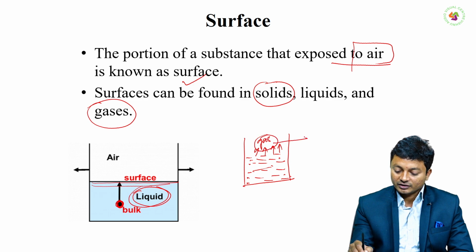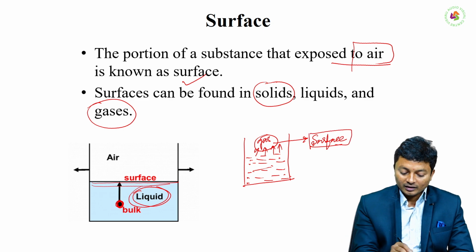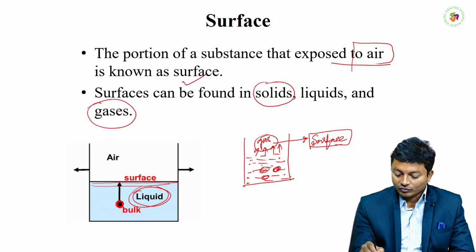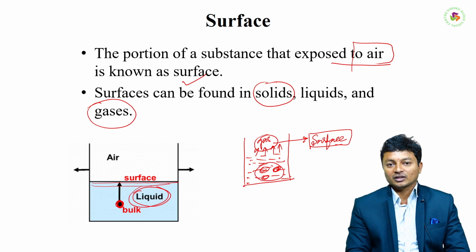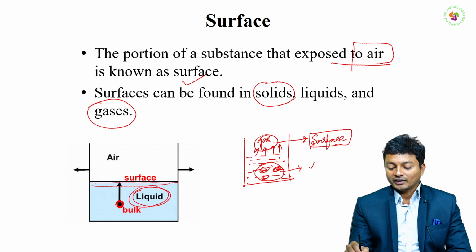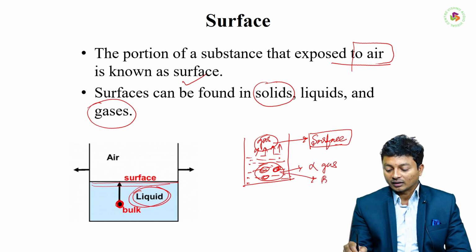This is known as the surface of the particular liquid, and here we will have other molecules. But what about the molecules which are under this surface? These are not directly exposed to gas, so these are known as bulk molecules.